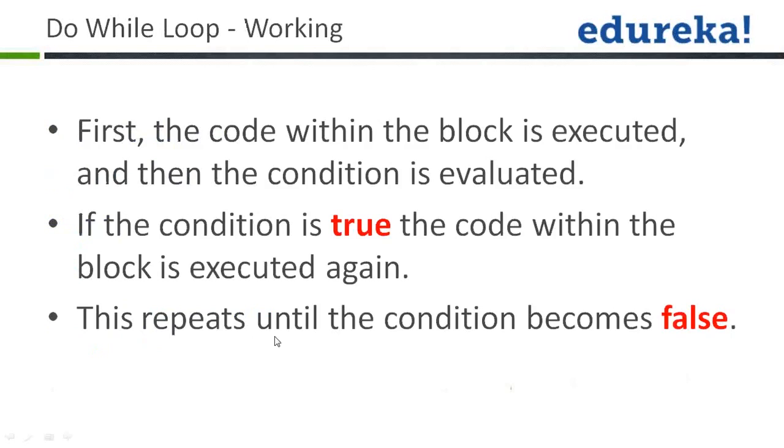Now, what is the working of a do while loop? First, the code within the block is executed and then the condition is evaluated. That means whatever code is present in the do while block gets executed first and after that it checks the condition. If the condition is true, the code within the block is executed again. This repeats until the condition becomes false. So this is the quite simple working: first the execution of the block, then checking the condition. And it will do the same thing till the condition becomes false.